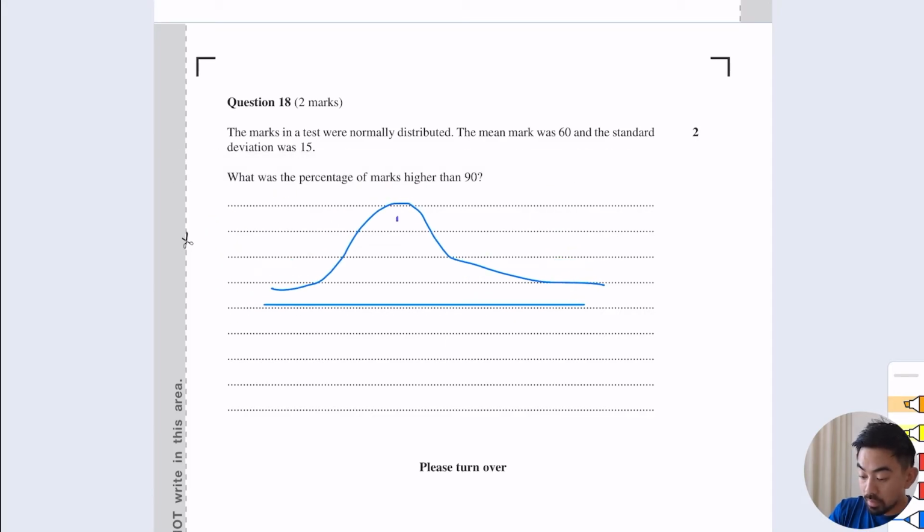So I've got a mean, which will be right in the middle, of 60, and I have a standard deviation of 15. And I want to know what percentage of marks are higher than 90. Now, because I'm only working on numbers which are greater than 60, I'm only going to write in my standard deviations above 60. So 60 plus 15 is 75, plus another 15 is 90. So we are, as you can see, 2 standard deviations above the mean.